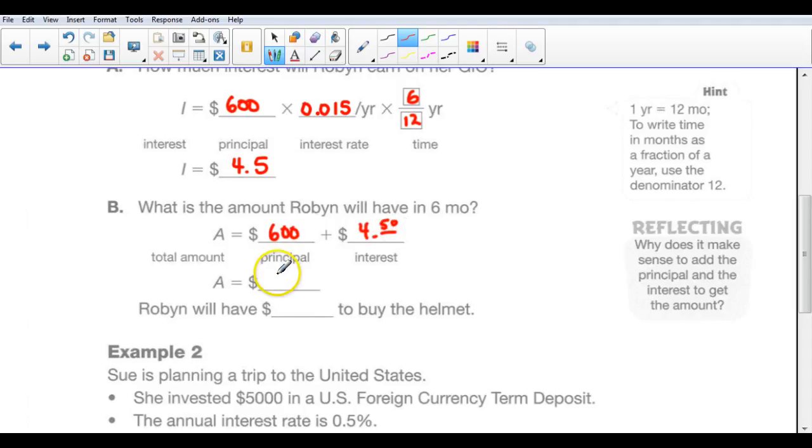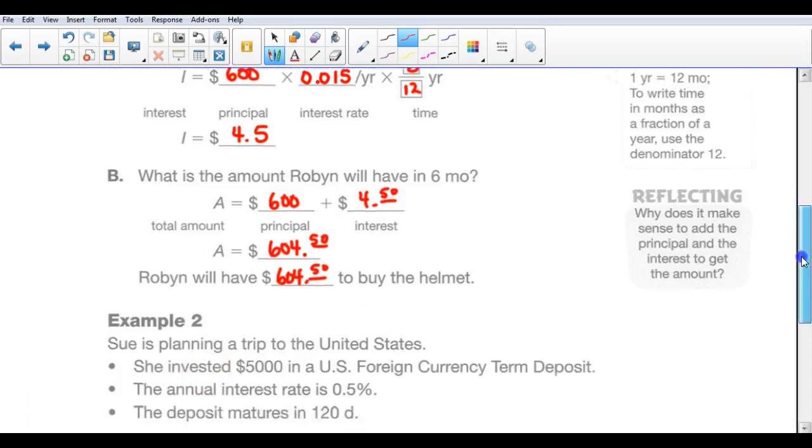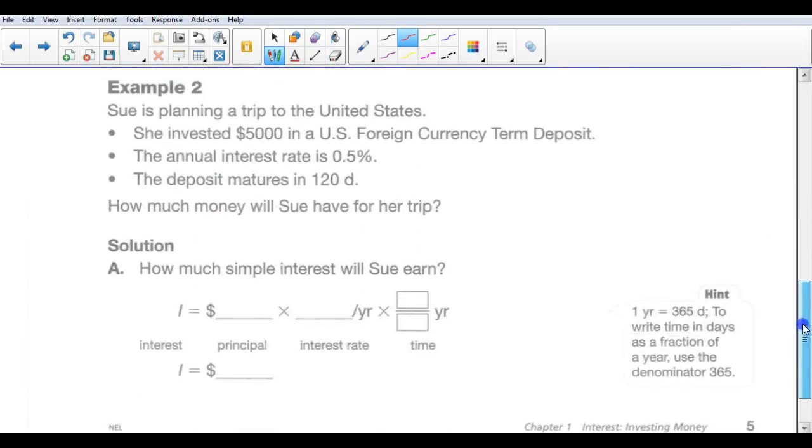That means that she's going to have $604.50. So she'll have $604.50 to buy the helmet. Okay? All right. Example number 2.